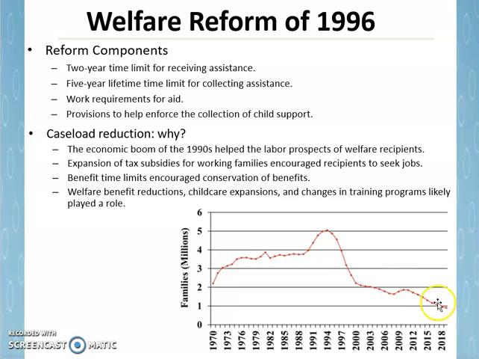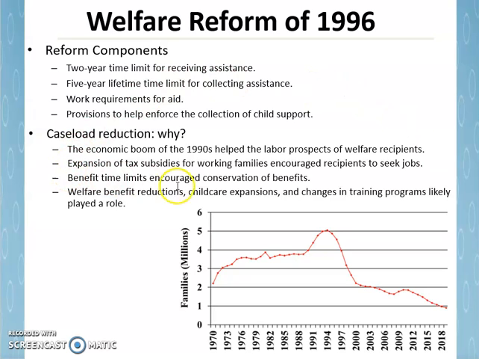There's many explanations for this drop. Part of it is obviously reform, but there was also an economic boom of the 1990s, and so the need for welfare dropped as labor prospects improved. There were tax subsidies that also came around during this period that allowed a lot of working people to get benefits and therefore not be as in need of welfare to take care of the household. Okay? The best example of that is the earned income tax credit, and you can read about that separately if you want to understand that aspect.